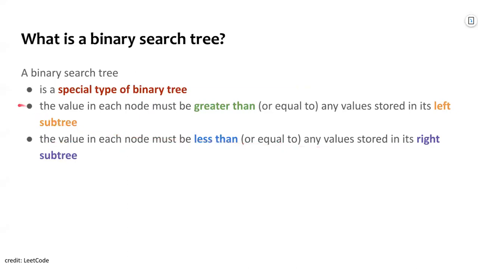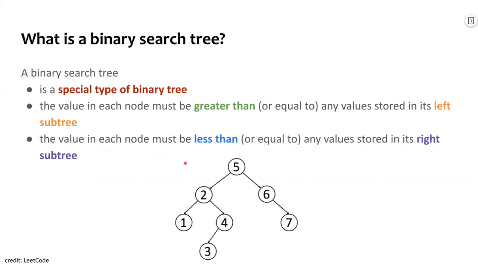So what do these two statements mean? I'll show you a picture. When you see this one example of a binary search tree, let's have a look at this node. This node has the value 5, and this value is greater than any values stored in its left side. So 1, 2, 3, 4 are smaller than 5. On the other hand, this value is smaller than any values on its right side. So 6 and 7 are greater than 5.